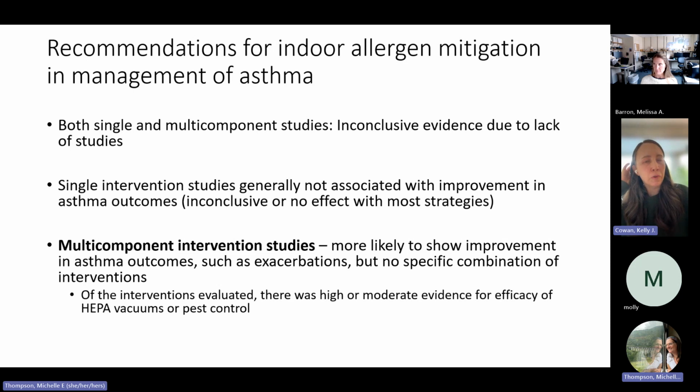I mean, if people were doing one single component and their allergy symptoms were much better, that's great. They certainly can do that. If we're looking at improving asthma control through reducing these triggers, these single interventions don't necessarily fix the problem. If we're looking at asthma outcomes, multi-component interventions are more helpful in reducing exacerbations, but we don't have a specific combination of interventions to recommend. So generally, those things on the previous slide are what we would suggest if those are triggers for a child.